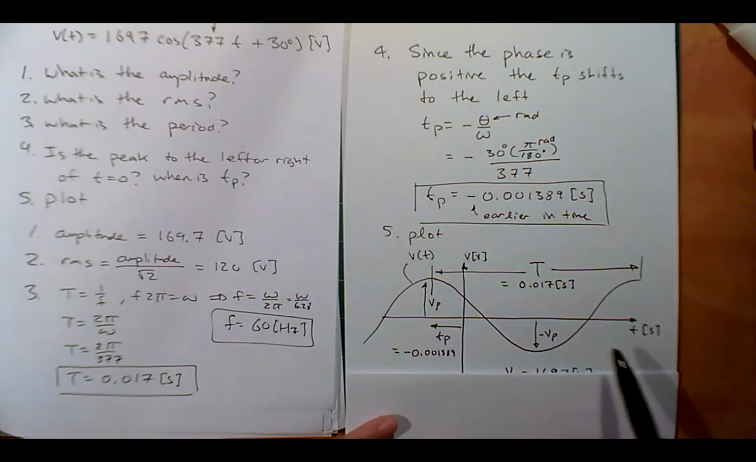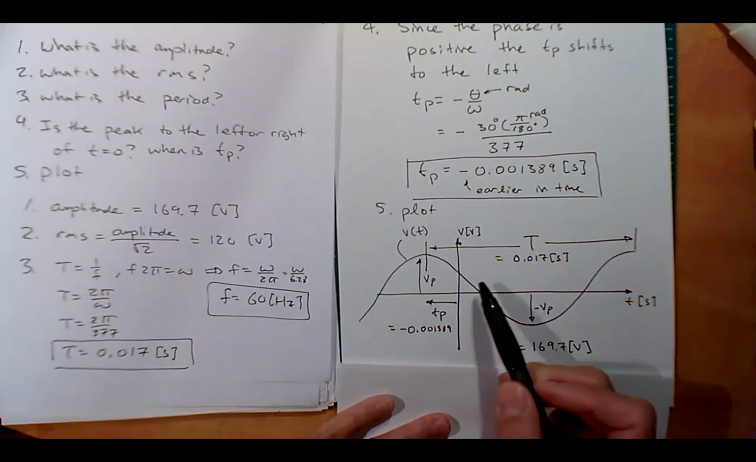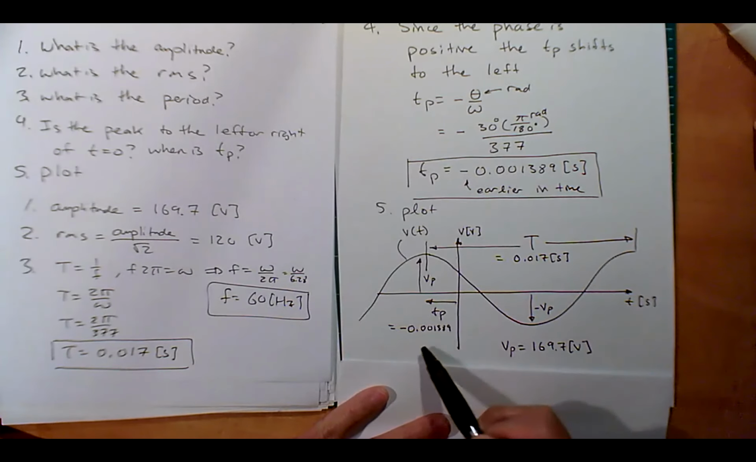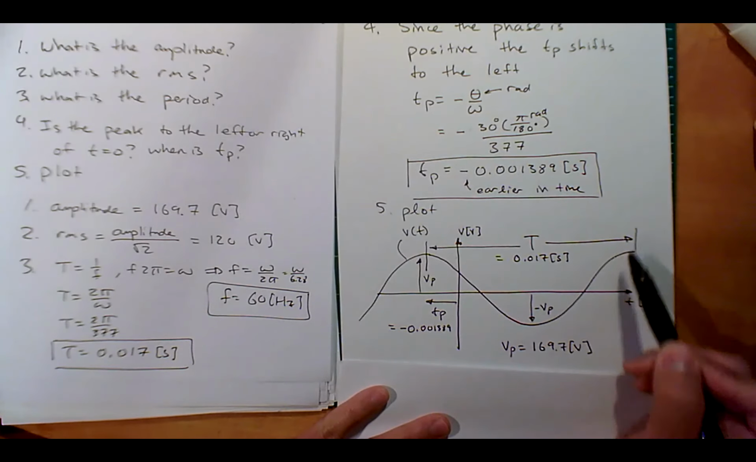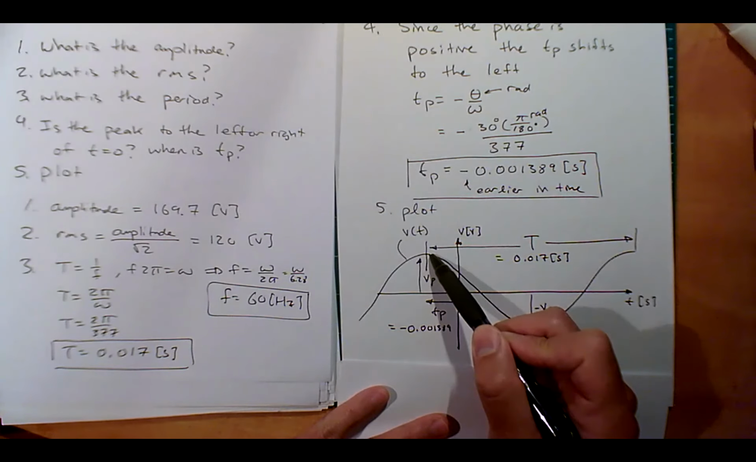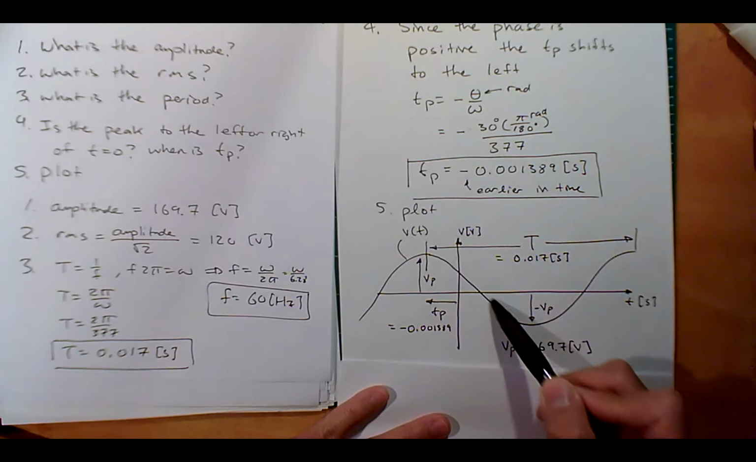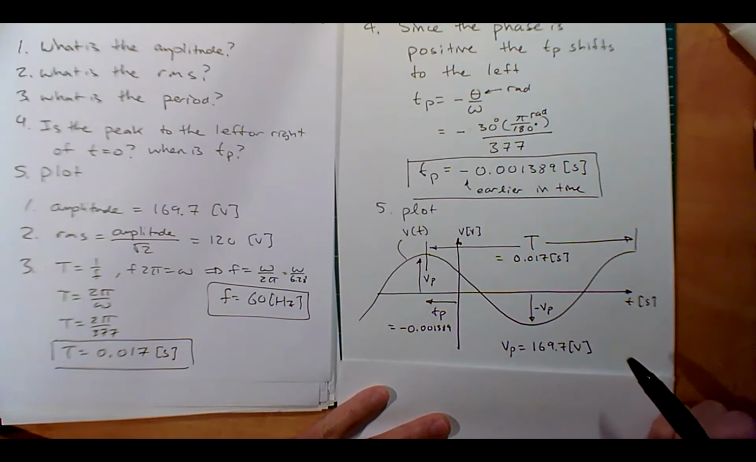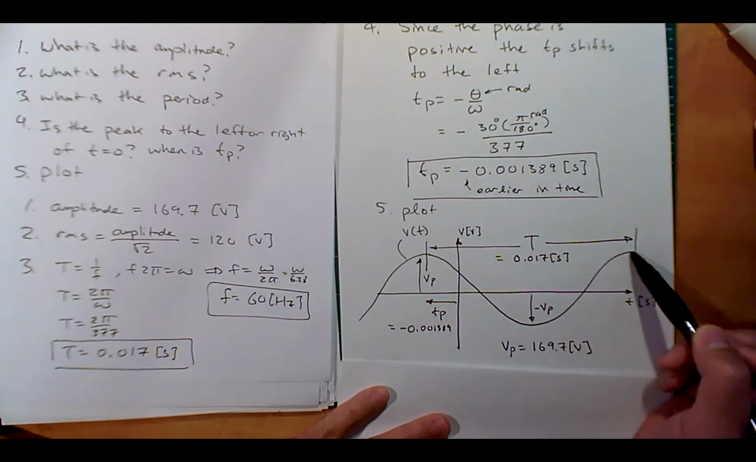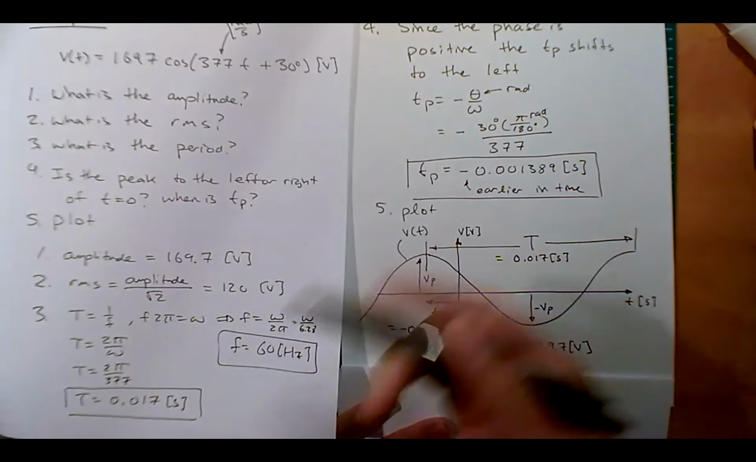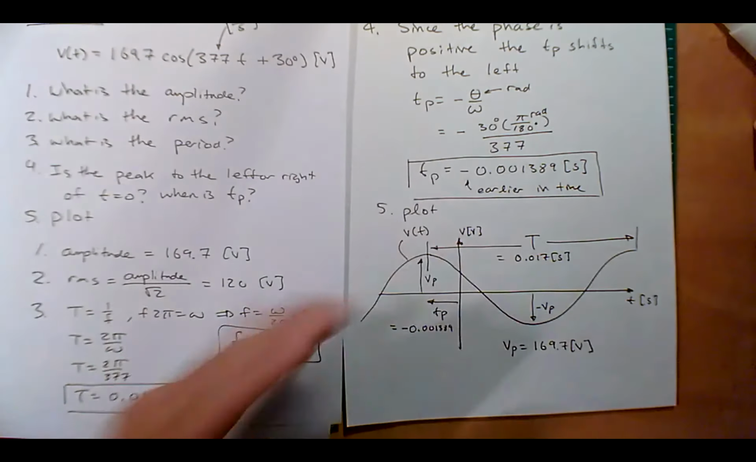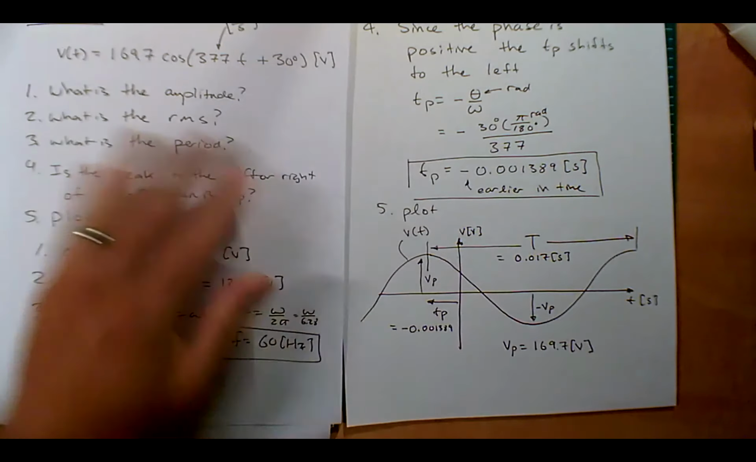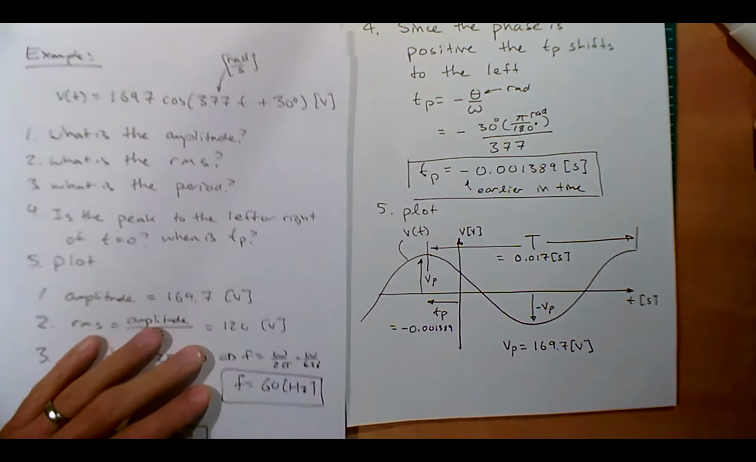Not perfectly to scale, but let's look at what's going on. This is T peak, it's shifted to the left, good. We have the period of 0.017 seconds, and it's going all the way up from 170 volts down to negative 170 volts, okay? So that's what this plot looks like. And now that we've done this nice review, if I gave you any of this information, you could make this plot. And if you had this plot with this information, you could get the equation, no problem.